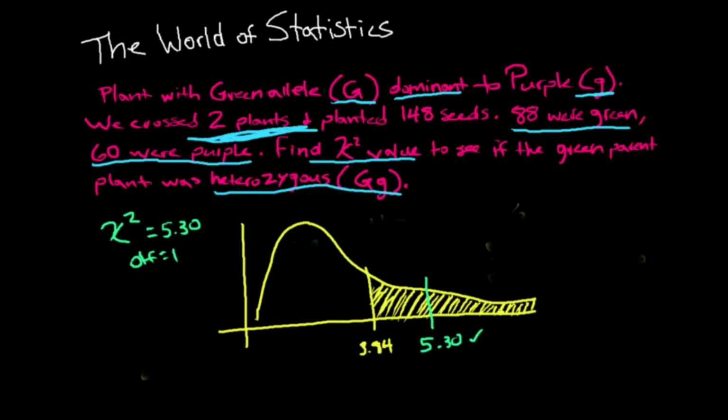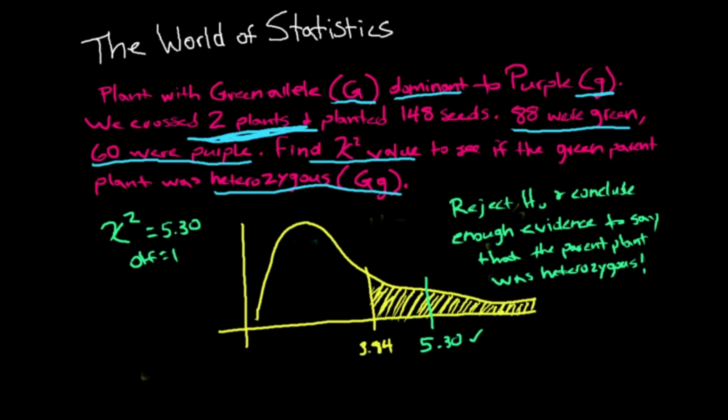So our conclusion is, we reject the null hypothesis and conclude that there is enough evidence to say that the parent plant was in fact heterozygous. So that is what we were testing. We used the chi-squared test to do that. We found our rejection region value. We found our chi-squared value from the formula. And it turns out we can reject the null hypothesis and have something interesting saying that yes, there is enough evidence to say that our parent plant was heterozygous. So that's the first example. Well, let's go ahead and jump over to one more example.